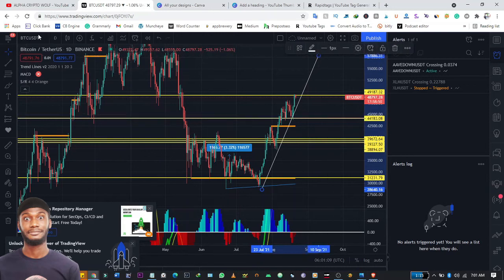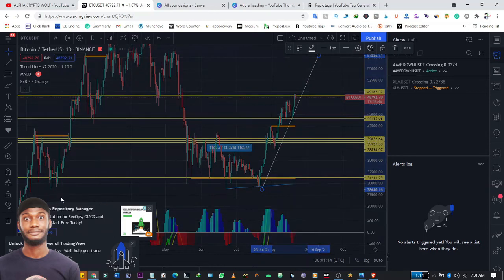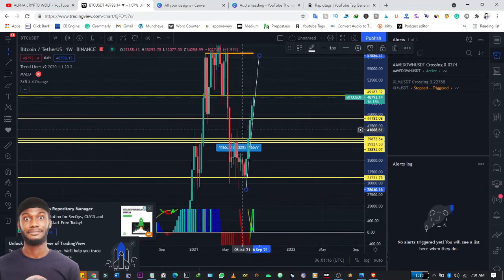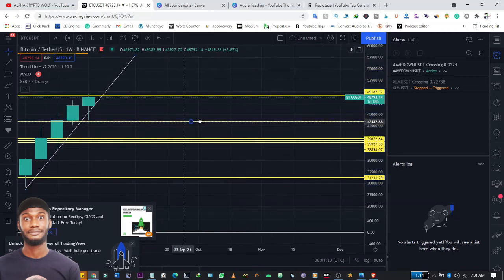Now if I come to the 1 week time frame, because I want to do a very long projection, you can see my trend line is still very correct. Do you understand? Everything is falling to my trend line, guys.